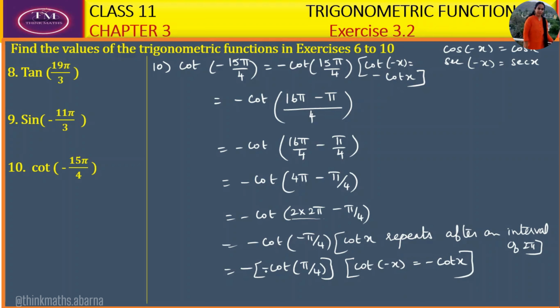So minus into minus is plus. So it is cot pi by 4. What is pi by 4? It is 45 degree. Cot 45 degree is equal to 1 by tan 45, or you can write it directly also. Tan 45 is 1. So 1 by 1 is 1. So the value is 1.